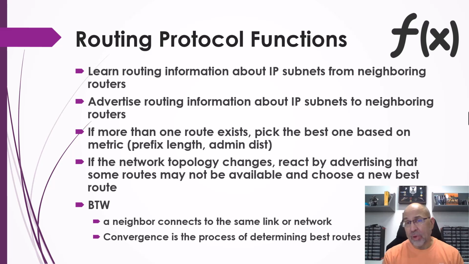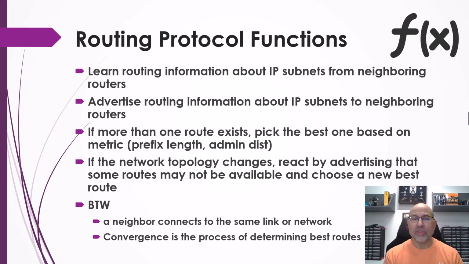Now, the last thing that we want our routing protocol to be able to do is, if there's a network topology change, we want to be able to react to that. So if a router dies, or if we lose a connection, or if we add something, we want to be able to update everybody as to what happened. And so the routing protocols have a lot of stuff built into them to respond to changes in the network.